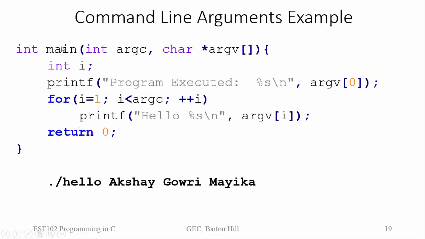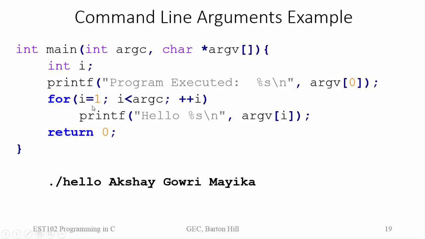So we have our main function, and we have two arguments: argc and an array of pointers, argv. I have declared i, then I have printed "program executed" along with the value of argv[0]. If I run this program like this, this will be argv[0], so ./hello will be printed. Next I have a for loop with i equal to 1, i less than argc, i plus plus, and printf of "hello %s" with argv[i].